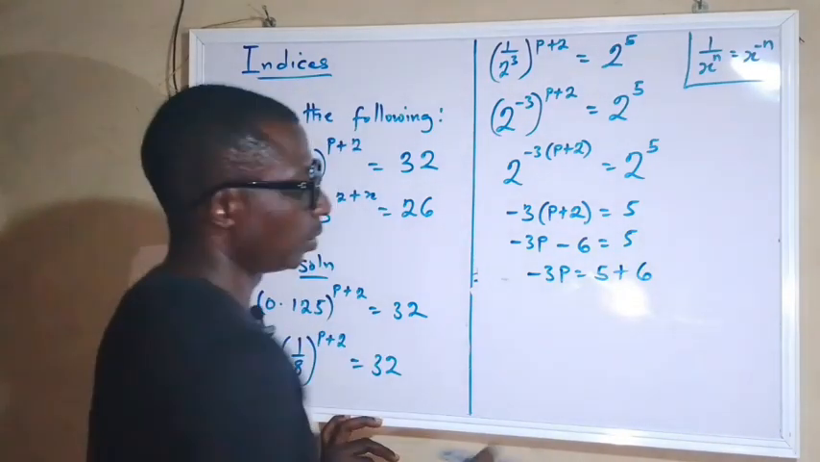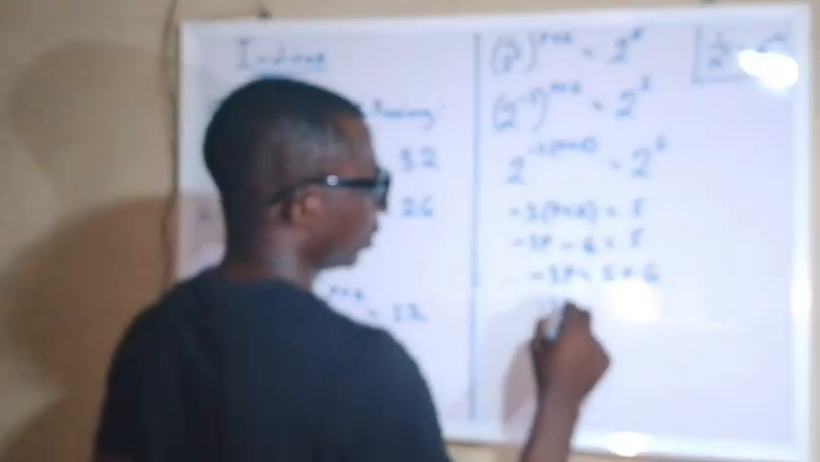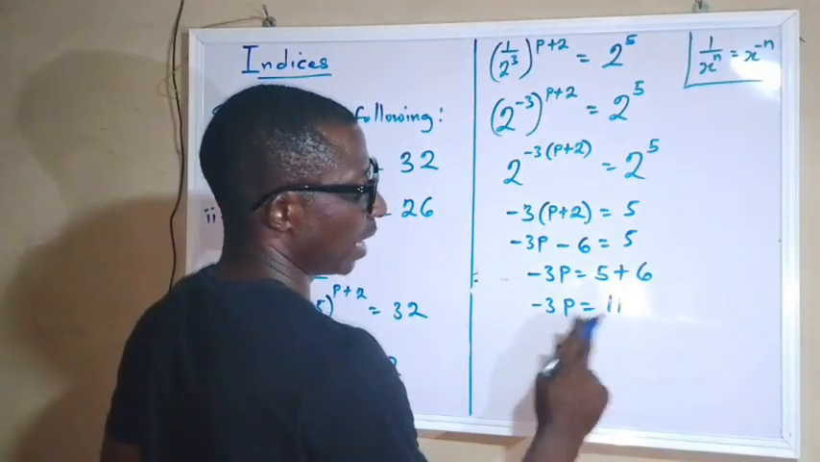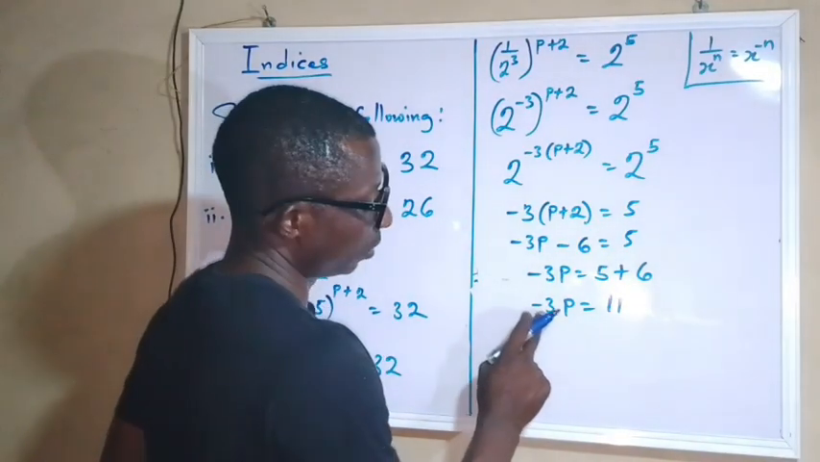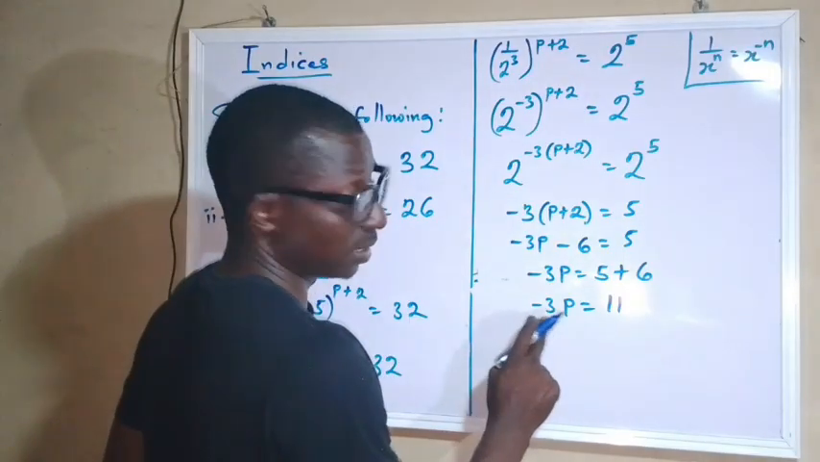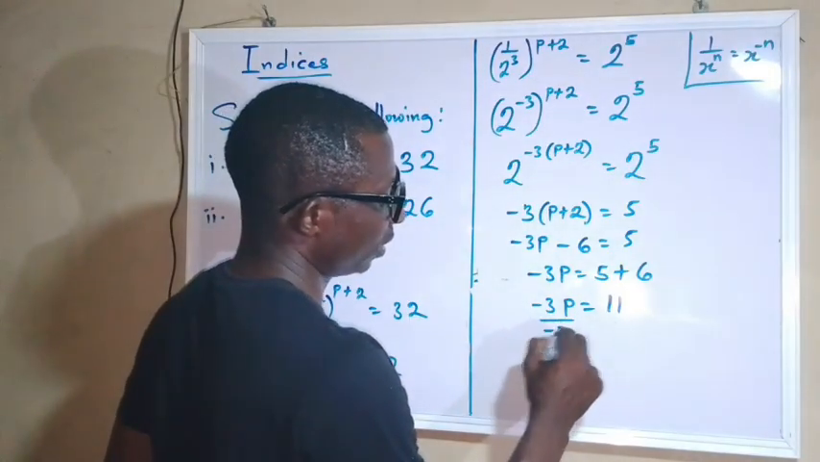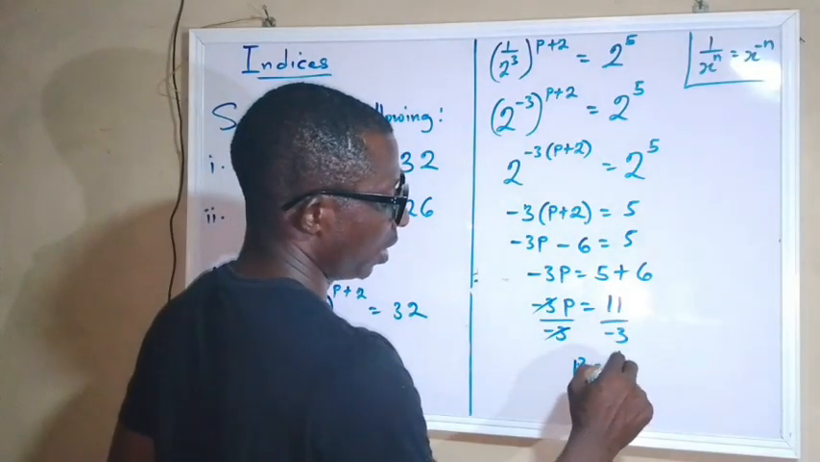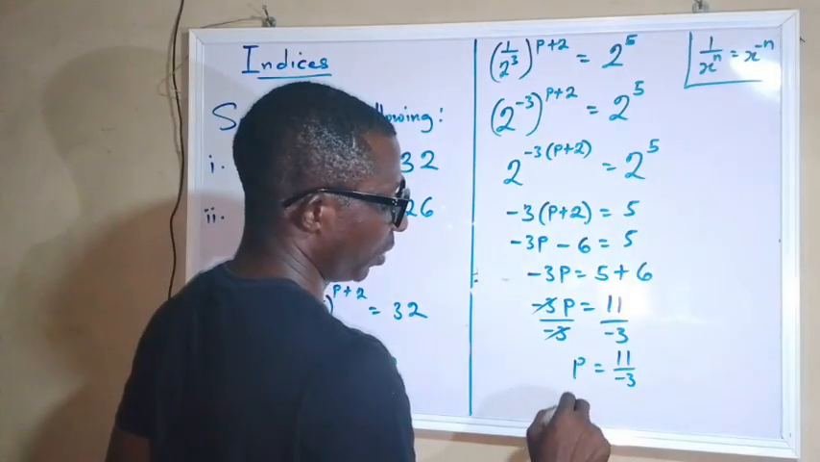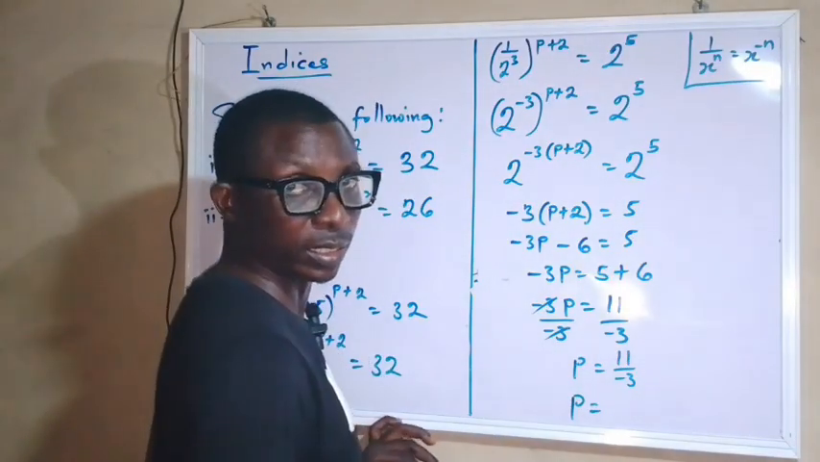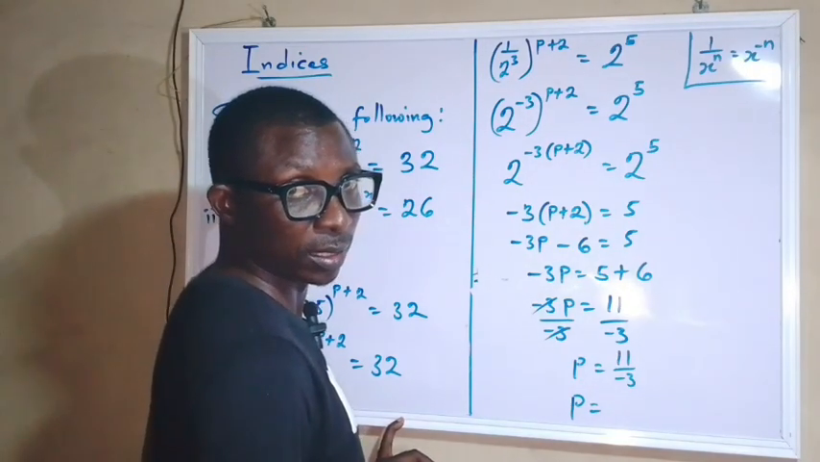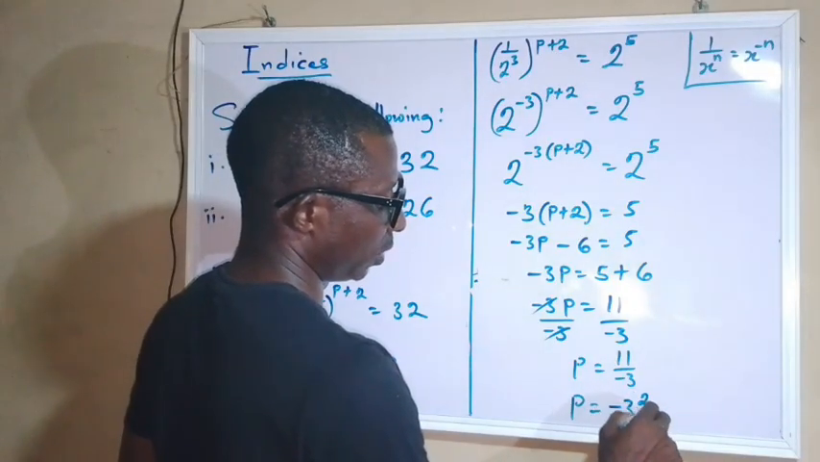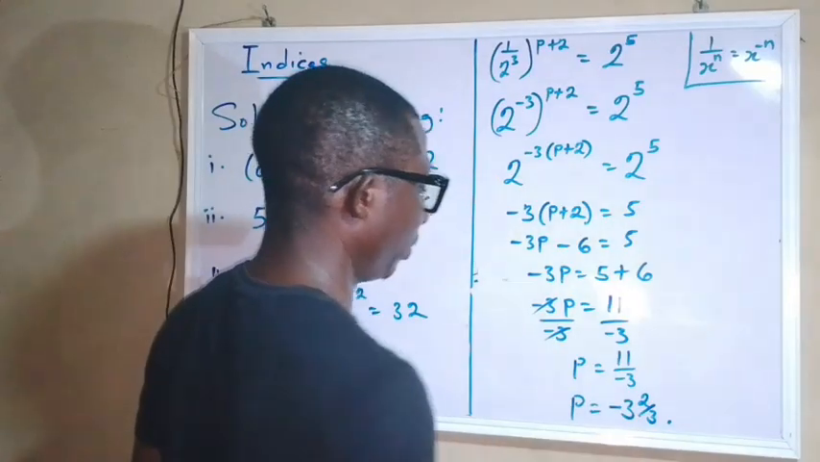When you add this together, what do you have? You have 11. Then you divide both sides by the coefficient of p, because we are looking for p. That is minus 3. So you divide this by minus 3 and this by minus 3. This cancels this, so you have p equals 11 over minus 3. How many 3s are you going to see in minus 11? That's going to be minus 3, remainder 2 over 3. So this is going to be the answer.